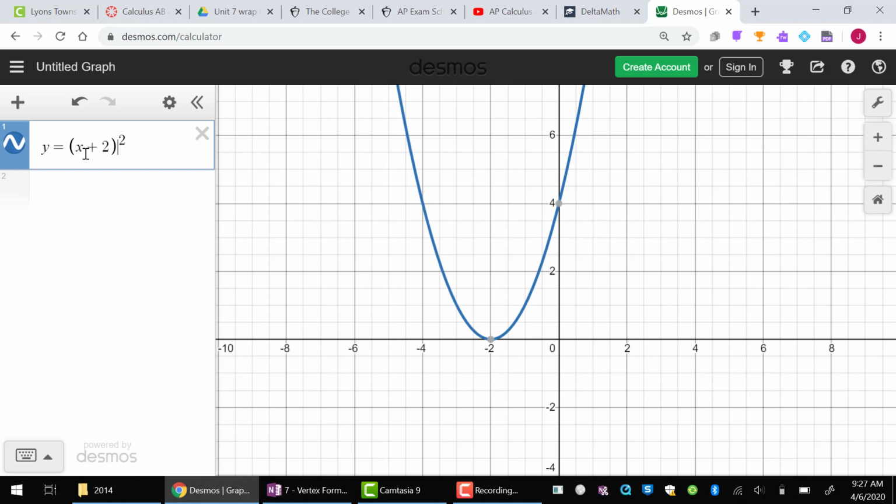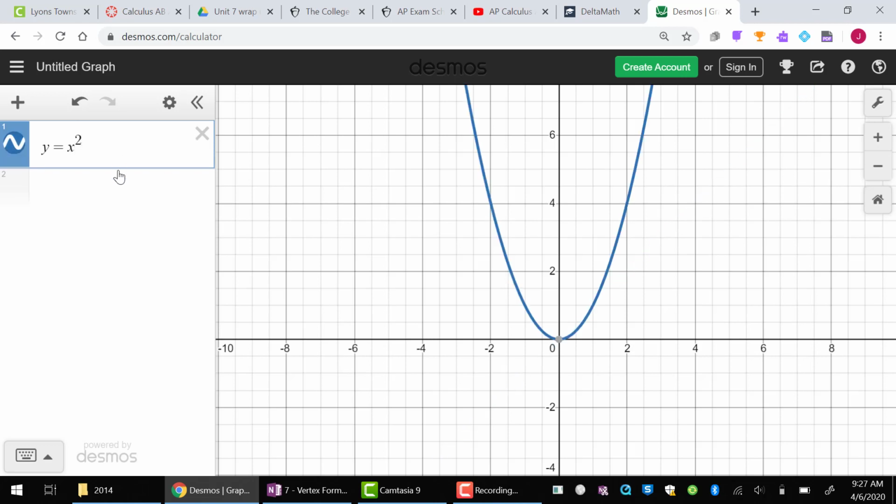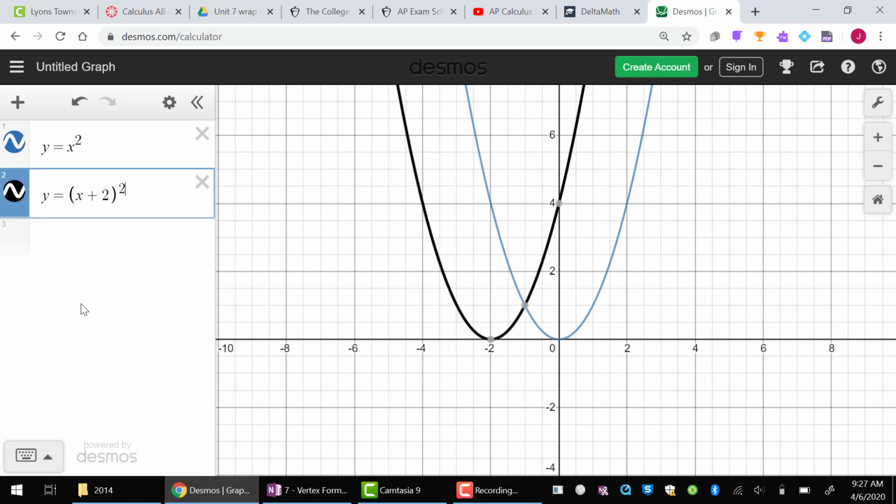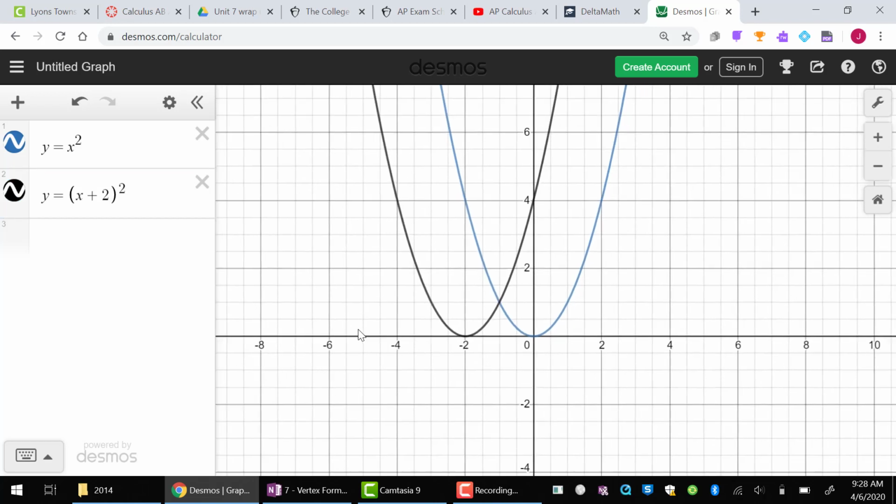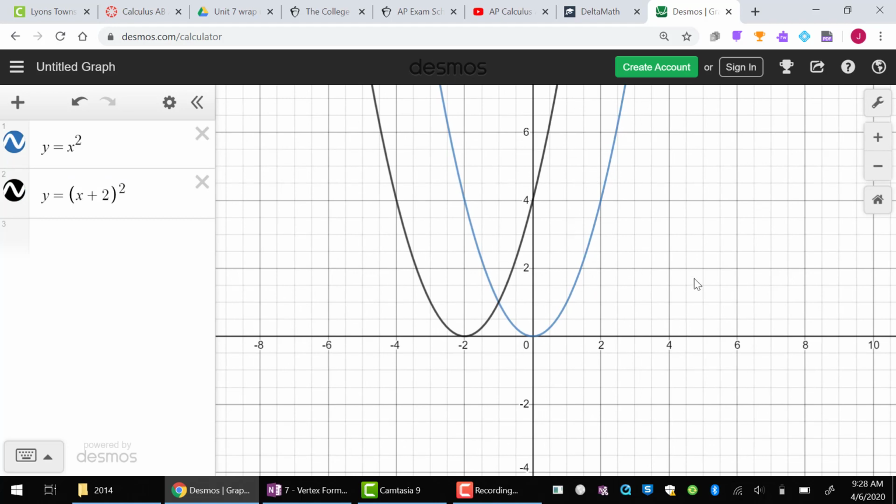Again, let's keep the parent function open here in Desmos so that you can see where the original is, and then down here I'll put that transformed quadratic function. So the black sketch that you see here is the transformation of quantity x plus 2 squared. The blue is my parent function of y equals x squared. Where did it go? Where is this black parabola sketch?